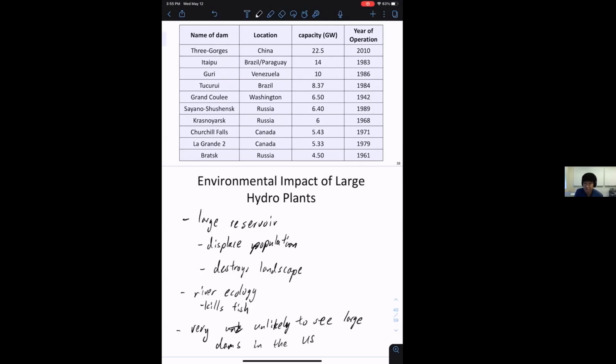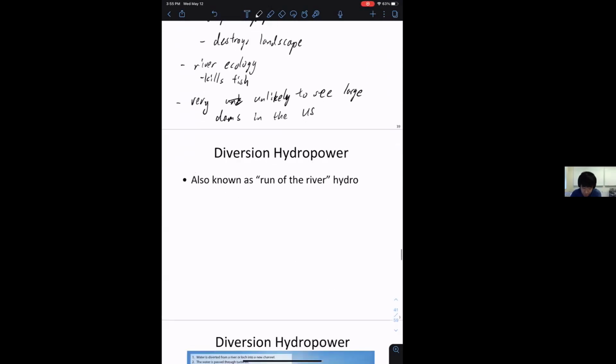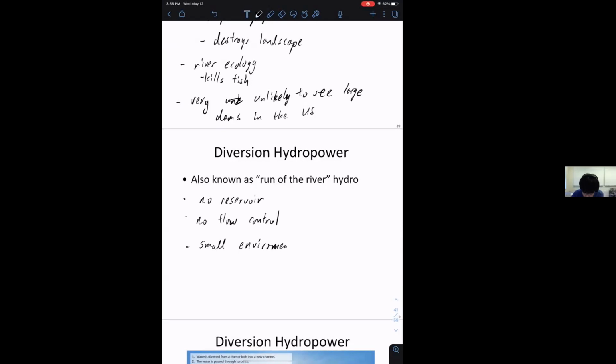So if you run out of the chance to build large dams, what you do is you build small ones. This is where we're starting to build. We're going to build run-of-river. Basically you have a river, and you put a generator across it. There's no reservoir. There's no flow control. But this has a small, or sometimes even no noticeable, environmental impact. You pick a small river, it really doesn't have that big of an environmental impact.